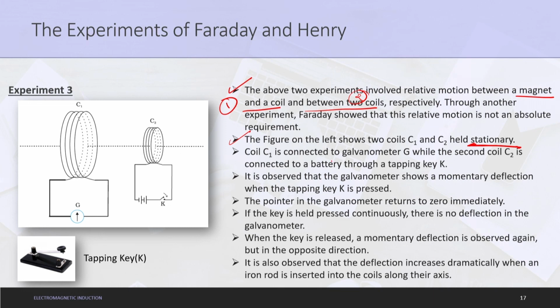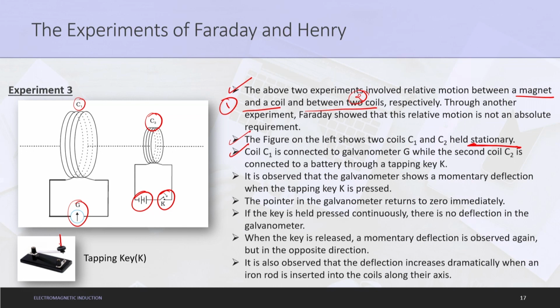Coil C1 is connected to galvanometer G, while the second coil C2 is connected to a battery through a tapping key K. It is observed that the galvanometer shows a momentary deflection. What does momentary deflection mean? Let me complete the statement first. It is observed that the galvanometer shows a momentary deflection when the tapping key K is pressed.